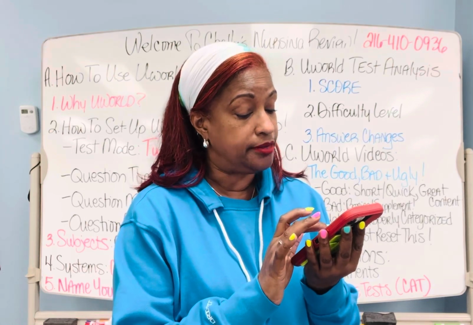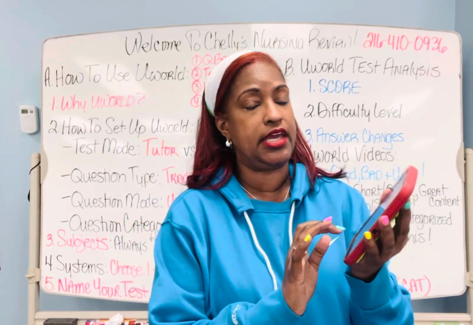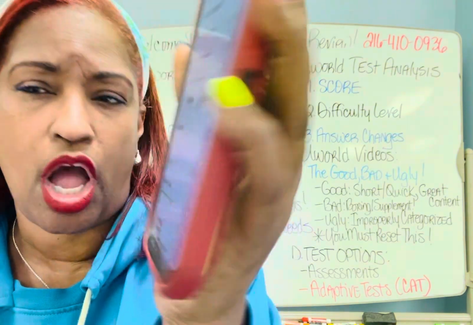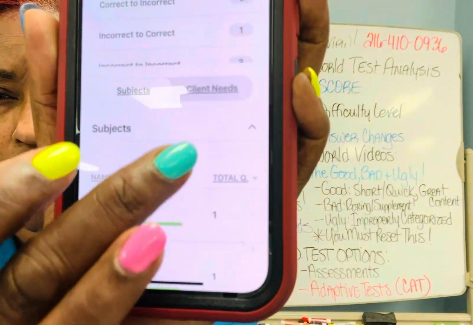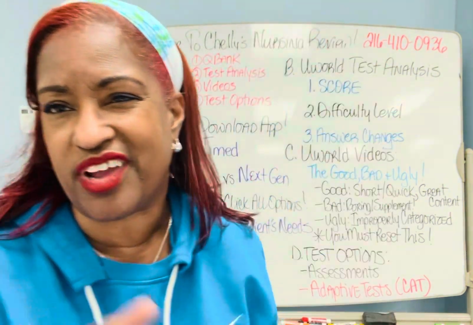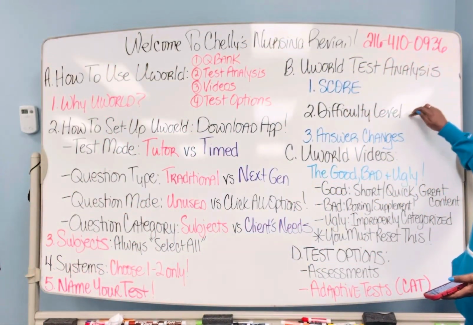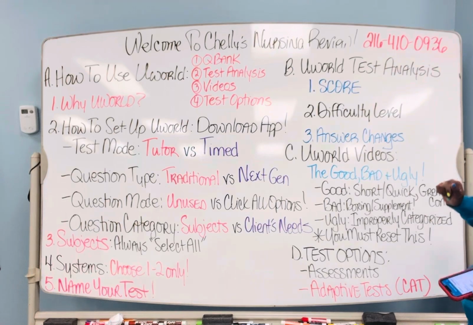Anyway, moving on. Then you will see it will isolate what subjects you had, right? And it'll talk about your, what does that say? Oh, subjects, critical care, and a bunch of other stuff, right? You don't care about that. No, you don't care. What you do care about is score, difficulty level, answer changes.